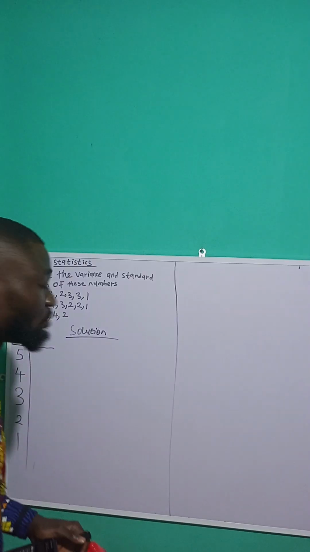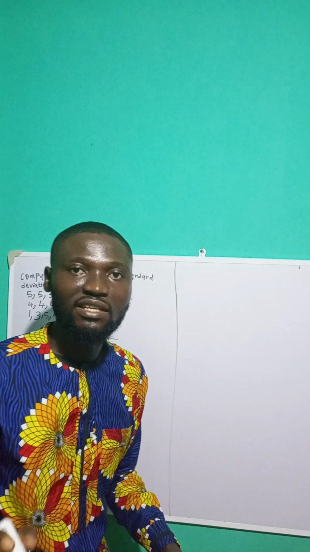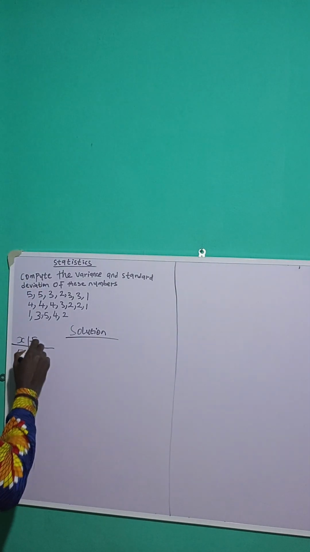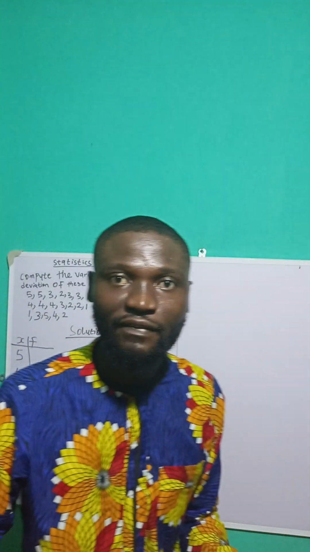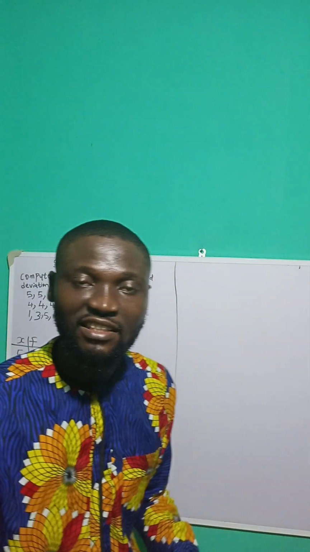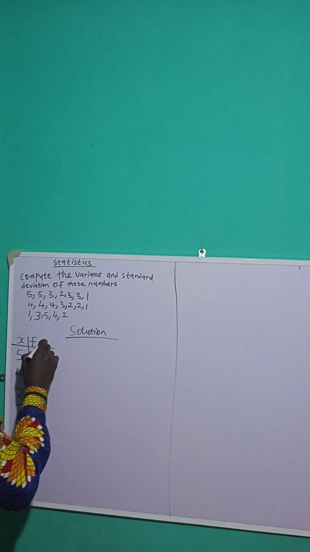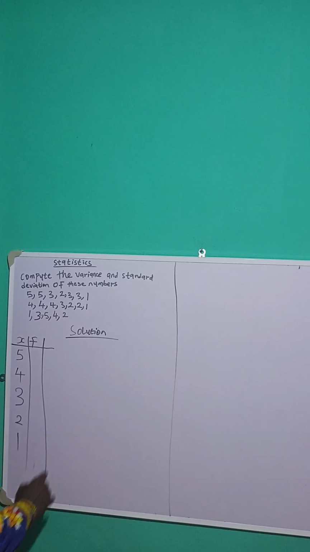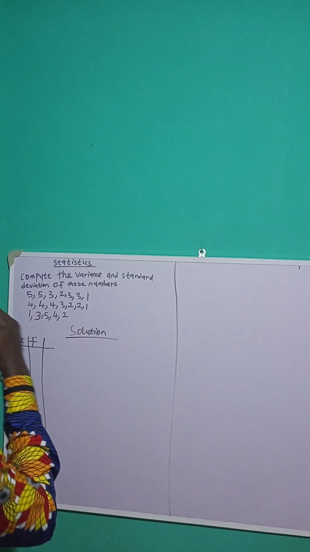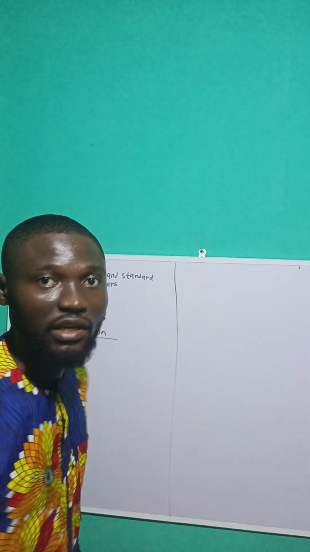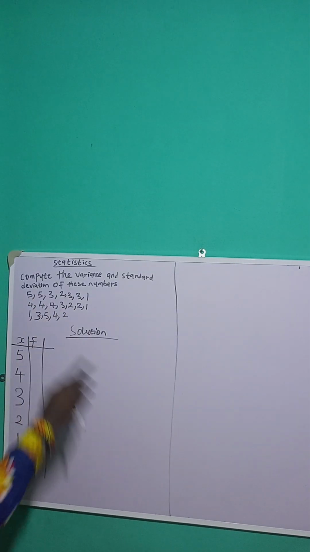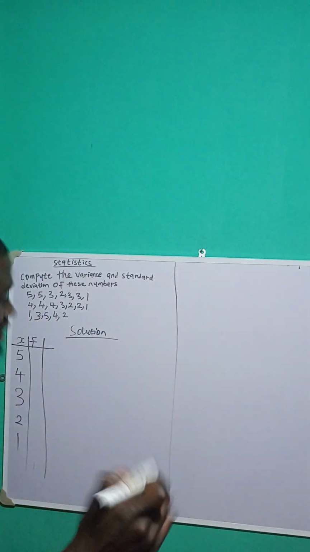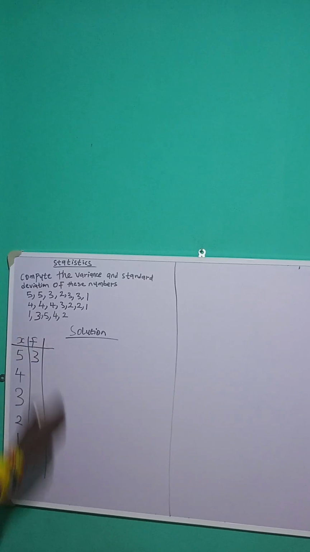Now after that, we draw a line. The next thing we are going to have is what we call frequency. This frequency is represented with f, and frequency is the number of times that a score occurred in a distribution of scores. Now we count for 5. How many times did 5 occur here? We'll count it. 1, 2, 3. 5 occurred 3 times. So that's the frequency for 5. We write it as 3.